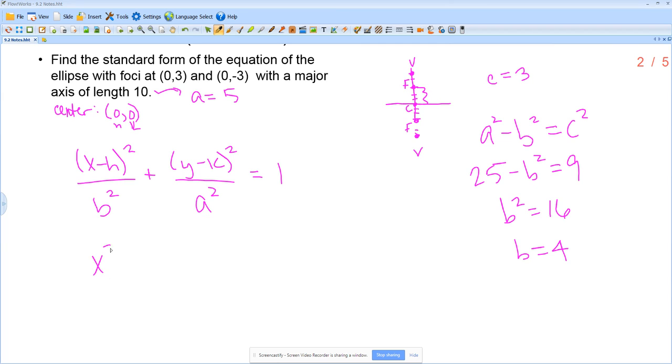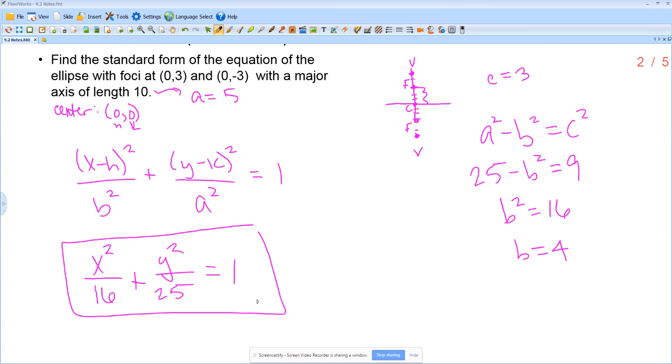So I'm going to have x squared over b squared, which is 16, plus y squared over a squared, which is 25, equals 1. And again, keeping in mind, in this case, the center was 0, 0, so I didn't have any part of that binomial.